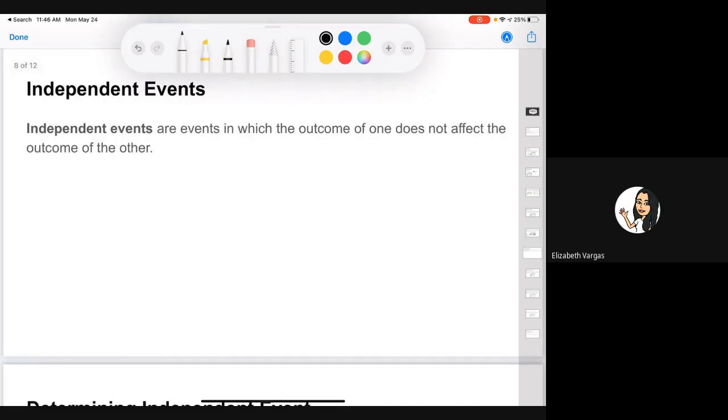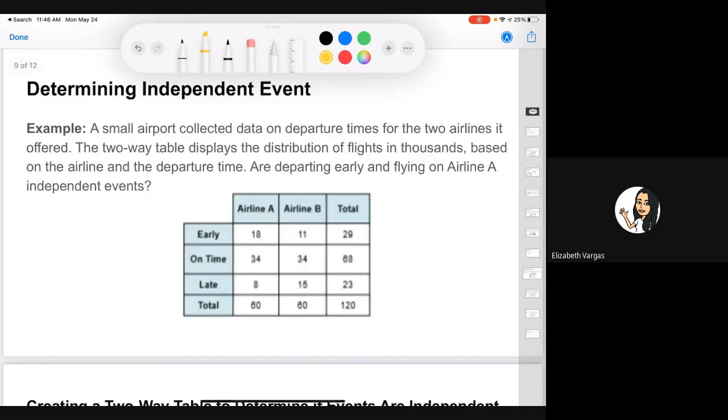We can also use two-way table probability to determine if two events are independent. Remember that two events are independent if the probability of A given B is equal to the probability of A. So if it is in fact equal, then I know that those two events are independent, right? That's what we looked at on Friday.